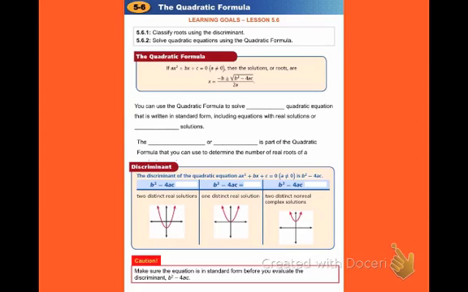Okay, so in this lesson we're going to be doing two things. We're going to first classify roots using what's called the discriminant. So we'll have to introduce what the discriminant is first, and then we'll also solve quadratic equations using the quadratic formula that we just talked about.